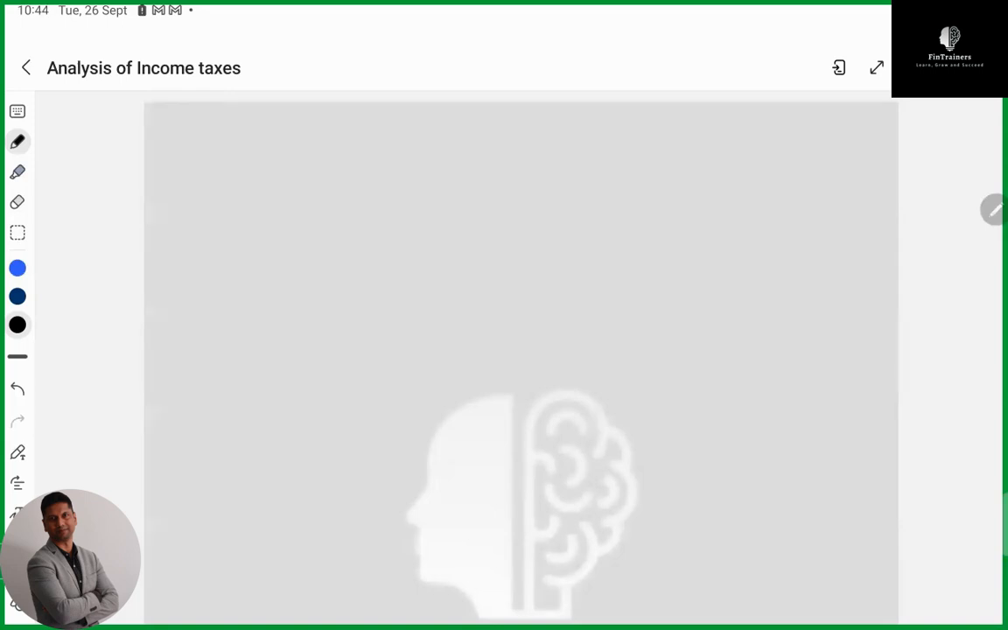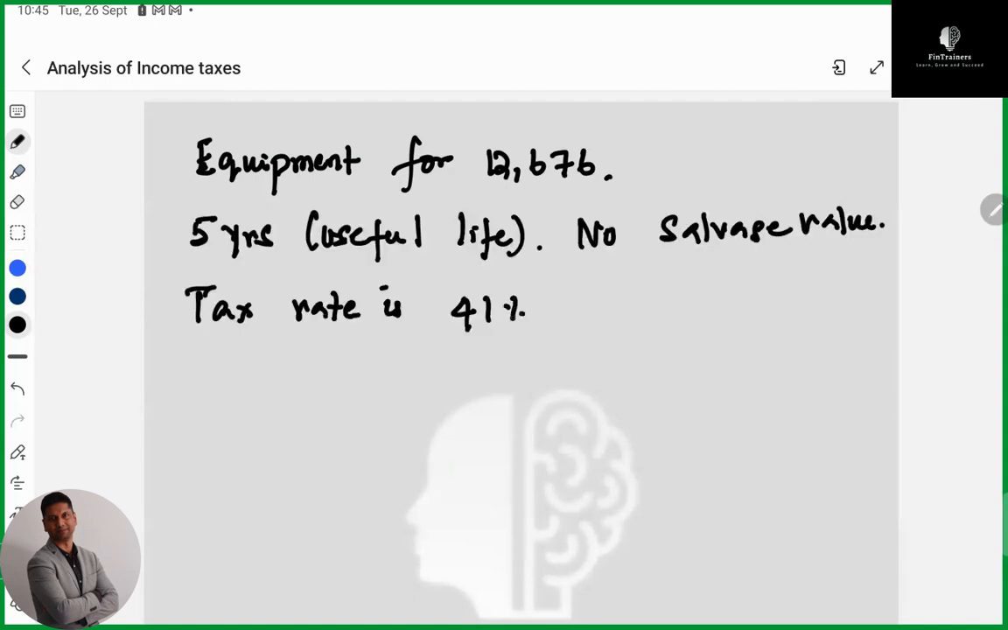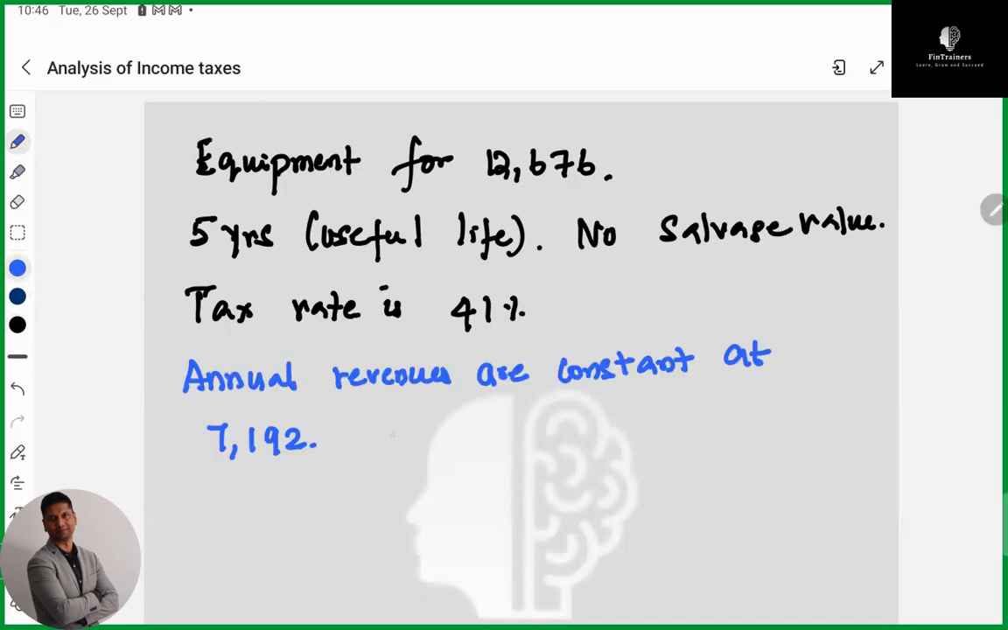A company purchased an equipment for 12,676. It has a useful life of 5 years. No salvage value. Tax rate is 41%, probably somewhere in Euro. Annual revenues are constant. For financial reporting, SLM is used.